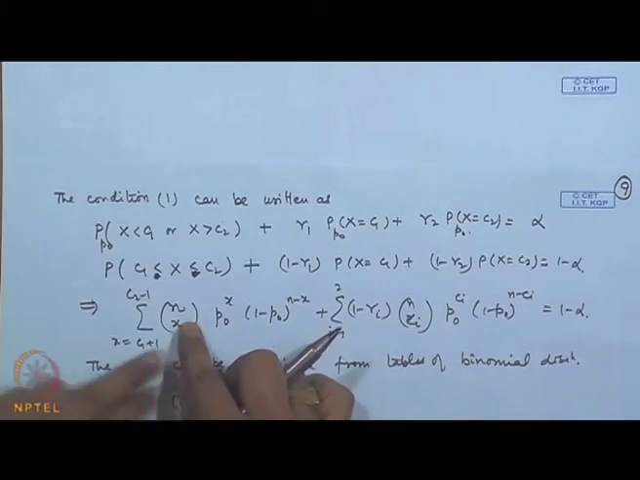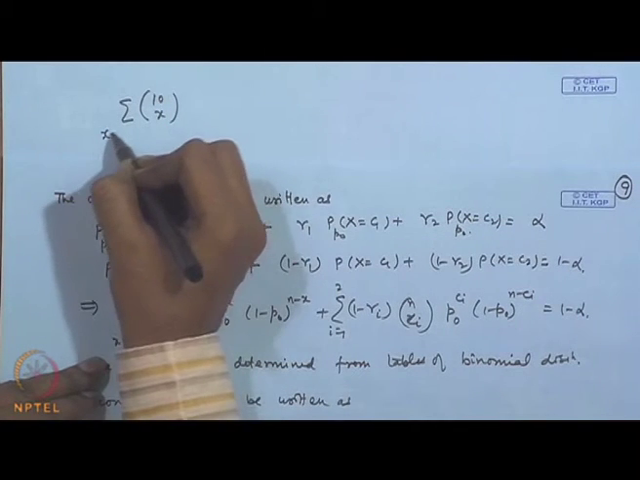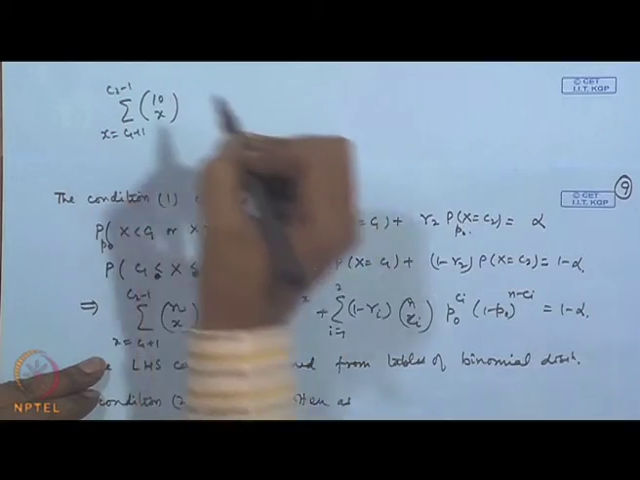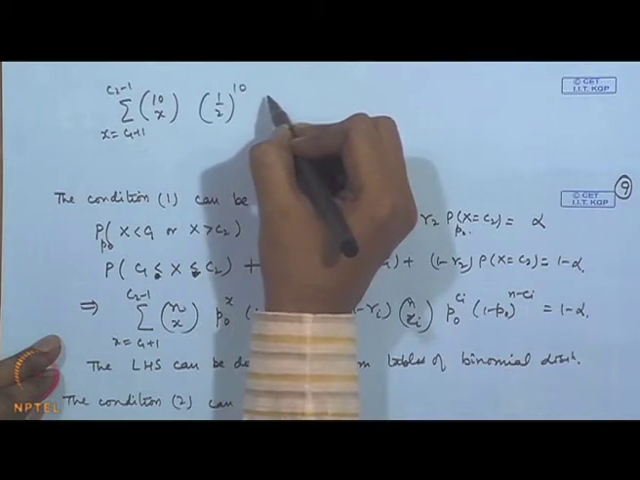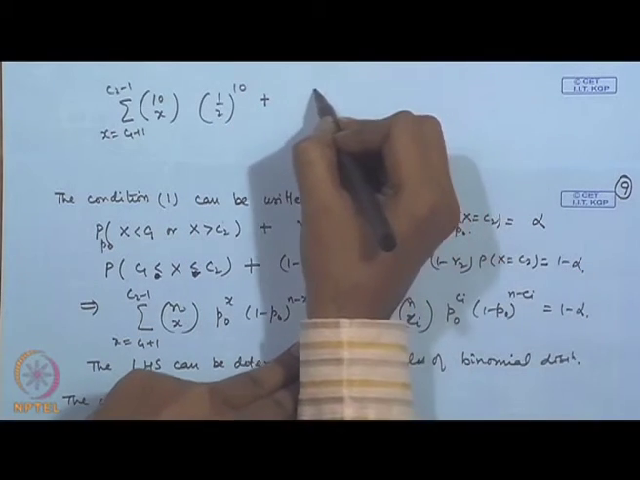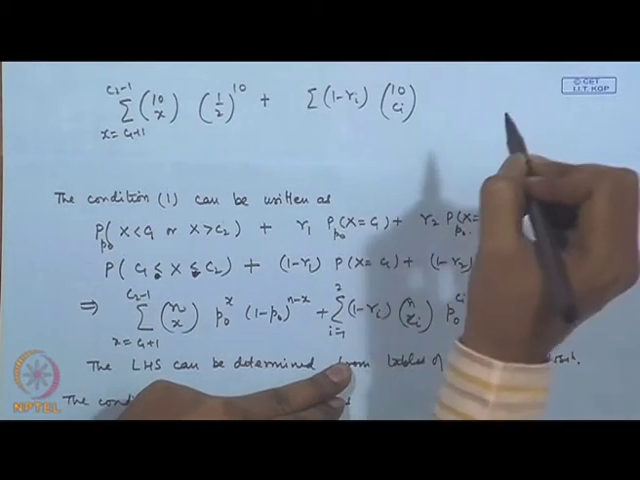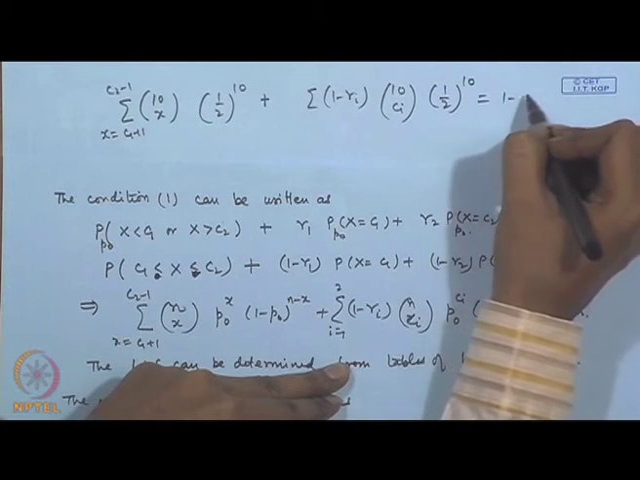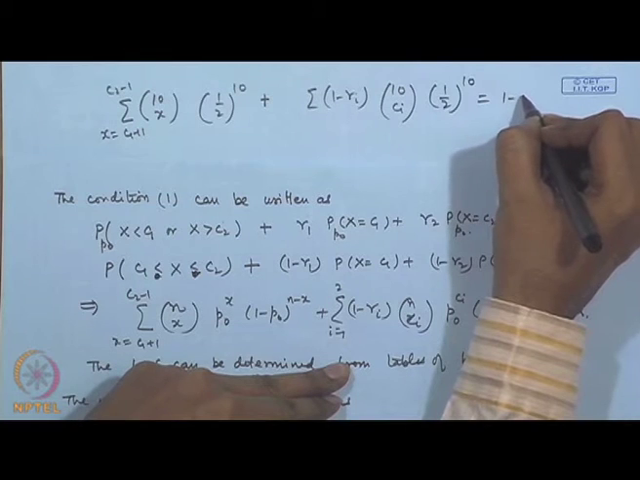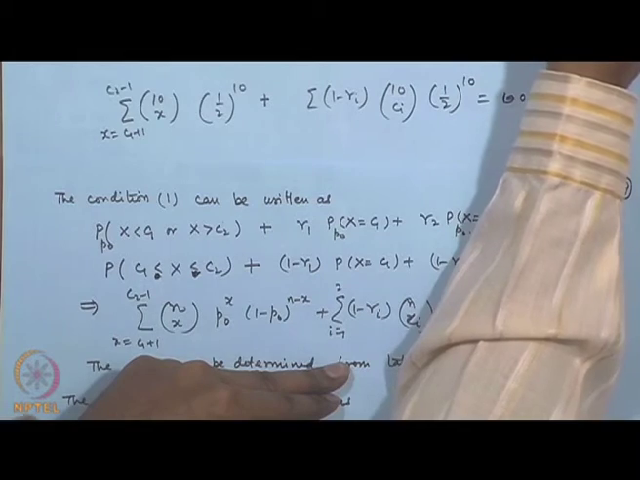So, the first condition you can see here, it is n c x. So, this is becoming sigma 10 c x, x is equal to c 1 plus 1 to c 2 minus 1. This is becoming half to the power n, that is half to the power 10, plus sigma 1 minus gamma I 10 c c I, and once again half to the power 10, is equal to 1 minus alpha. Suppose I say alpha is equal to 0.1. So, this is becoming 0.9 say. Suppose I am taking alpha is equal to 0.1.